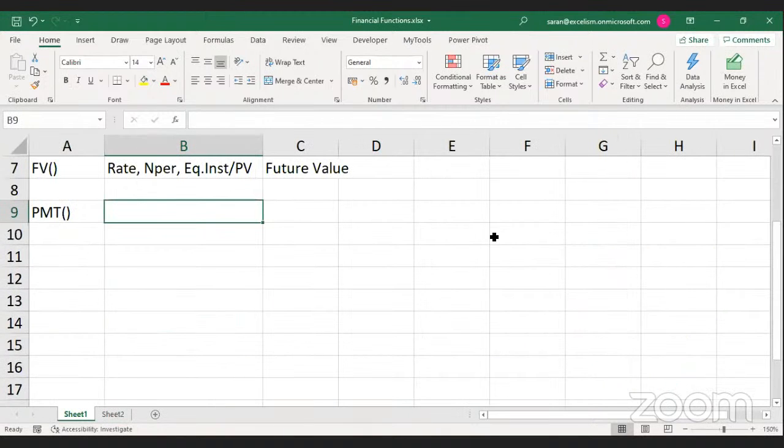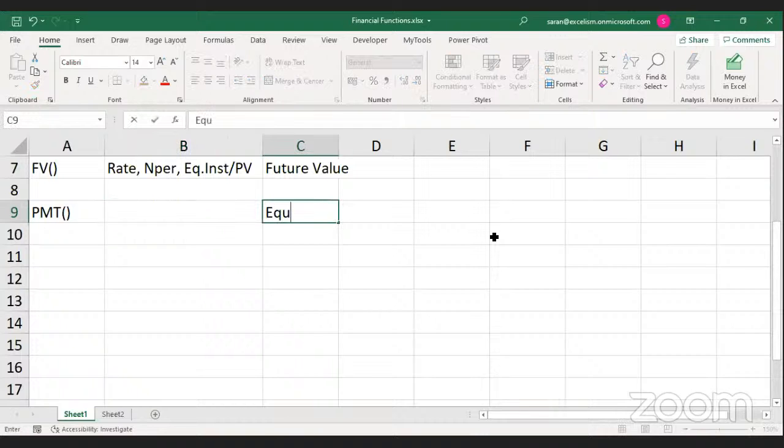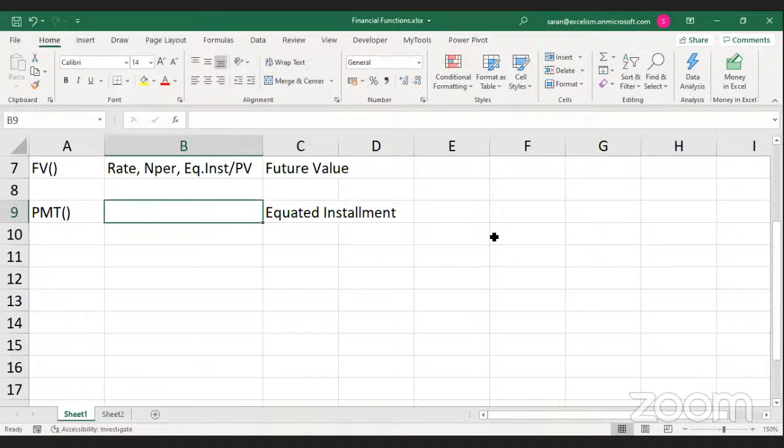PMT is basically the payment, the equated installment. This returns the equated installment. Let's say you want to take a loan. Once you go to the bank and ask the banker what EMI you need to pay, the banker will ask what rate of interest they charge, and in how many years you need to pay. Then the banker asks how much loan you want, so I should tell the bank the present value.